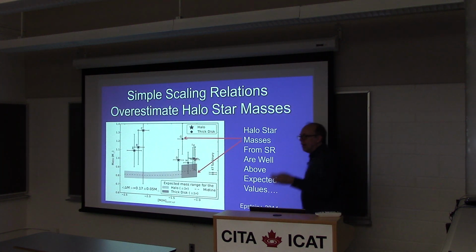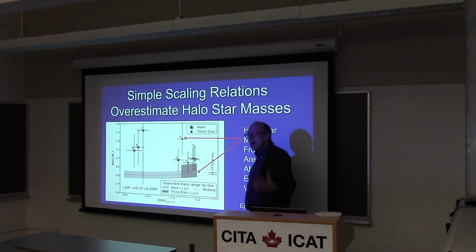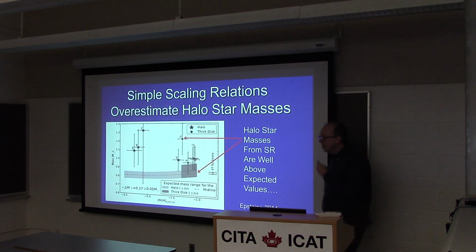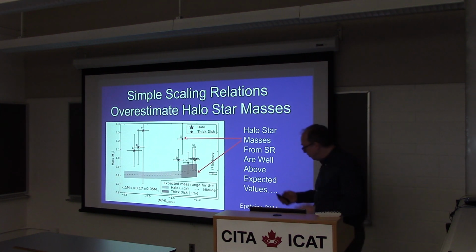Since the age scales as the mass to a high power, the third power or higher, a 10% error in the mass is a significant error in the age, and therefore, if you want to make a precision measurement, you have to understand where this comes from. Okay?